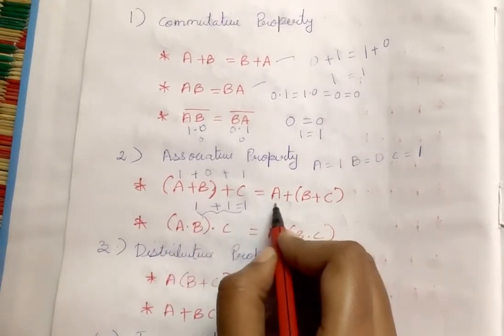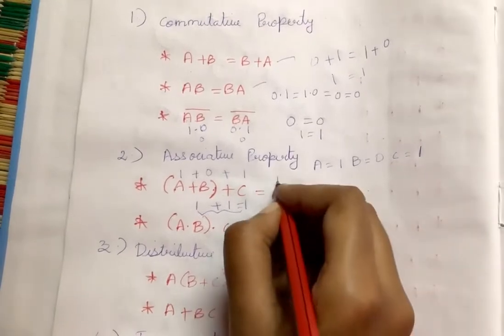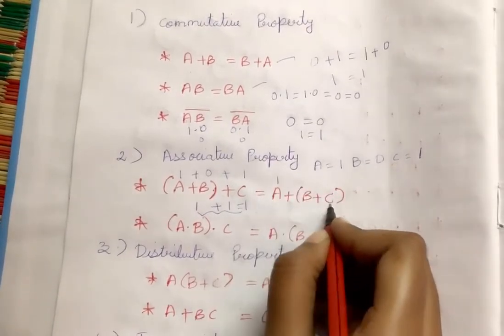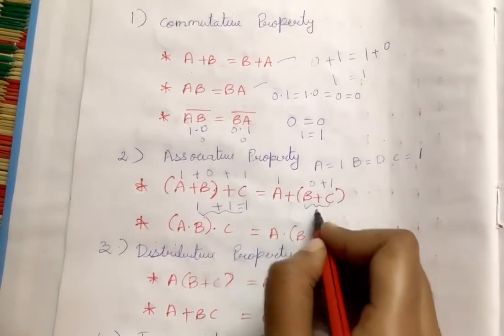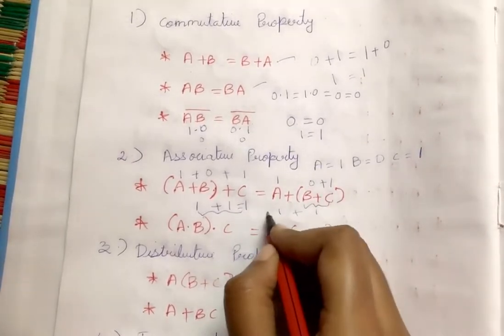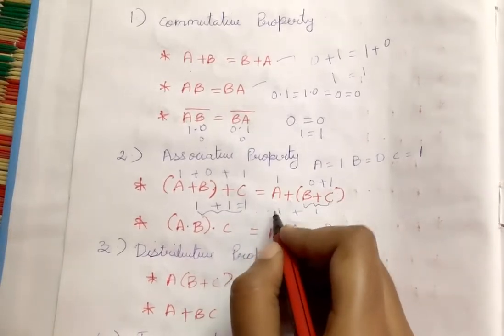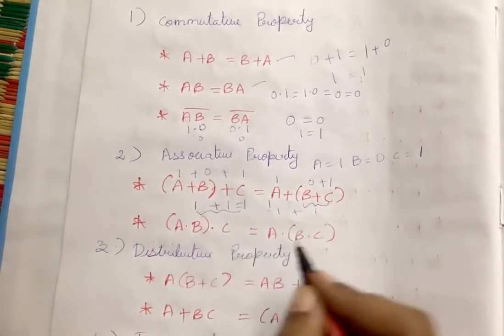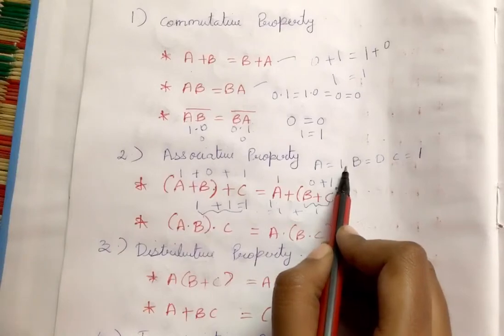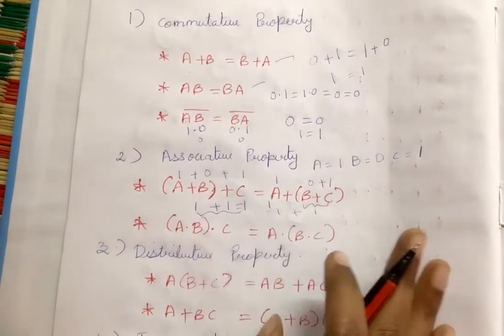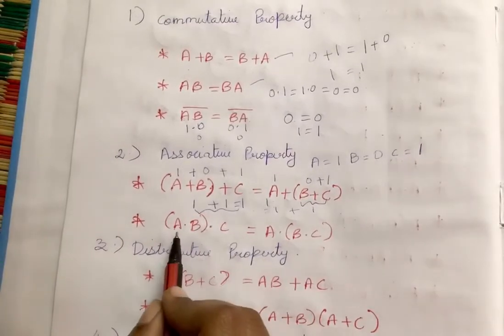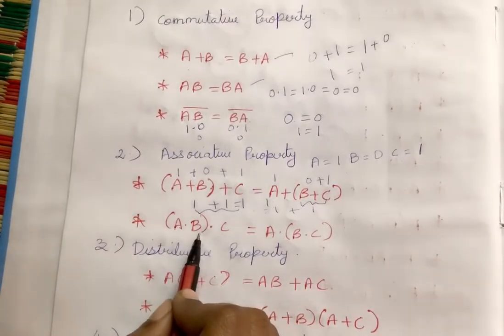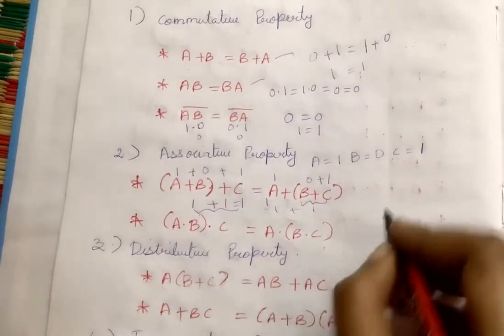Again we will check with this condition. What is the value of A? 1. So B plus C is 0 plus 1. Again 1 plus 1 is equal to 1 only. We can change the value of A as 0 also and you can try. We will get these two conditions as satisfied. Again I am going to take this example. I will take the C value as 0 now.